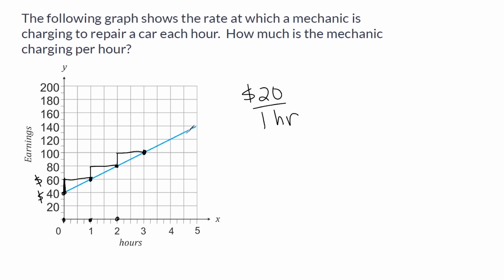Now, you may be wondering, why is this graph starting at $40 at 0 hours? Well, that may be because the mechanic is charging an upfront fee of $40 just to reserve a spot or something like that. I have no idea why that is, but sometimes businesses or companies will charge some sort of service fee up front before they even start looking at your car or something like that.